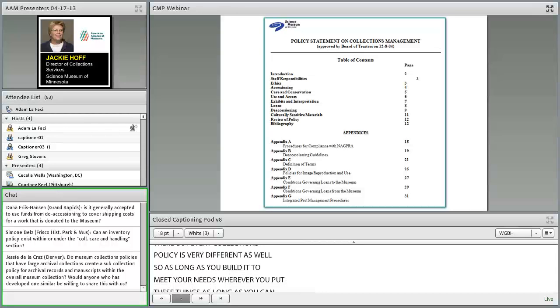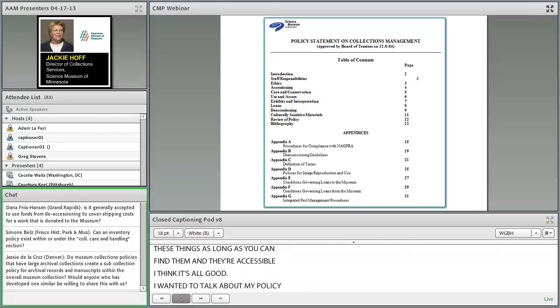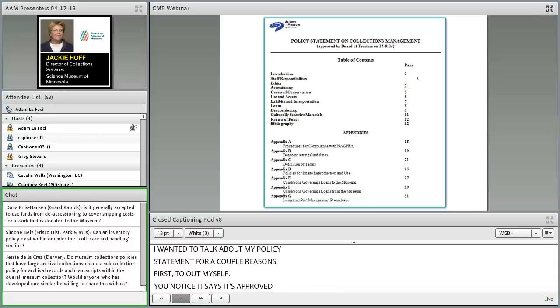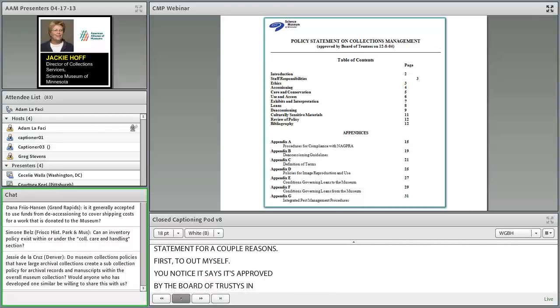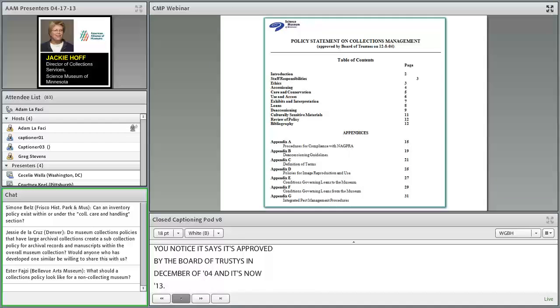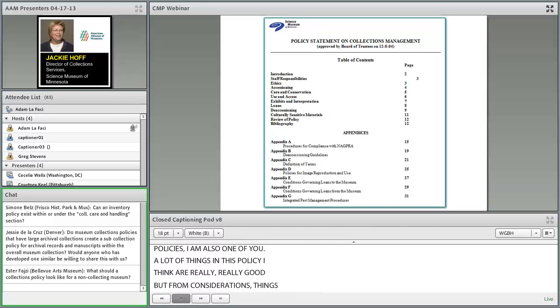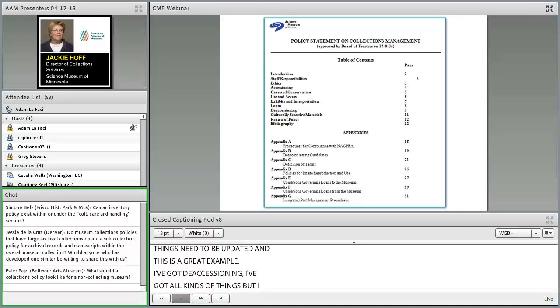I wanted to talk about my policy statement for a couple reasons. First, to out myself, you notice it says approved by the Board of Trustees in December of '04, and it's now '13. So those of you who have outdated policies, I am also one of you. A lot of things in this policy are really good, but from conversations earlier too, things change. Things need to be updated, and this is a great example. I've got NAGPRA in here, I've got deaccessioning, but I don't have anything about technology's impact on what we do now, so that speaks to copyright and some of the other things that need to be added.